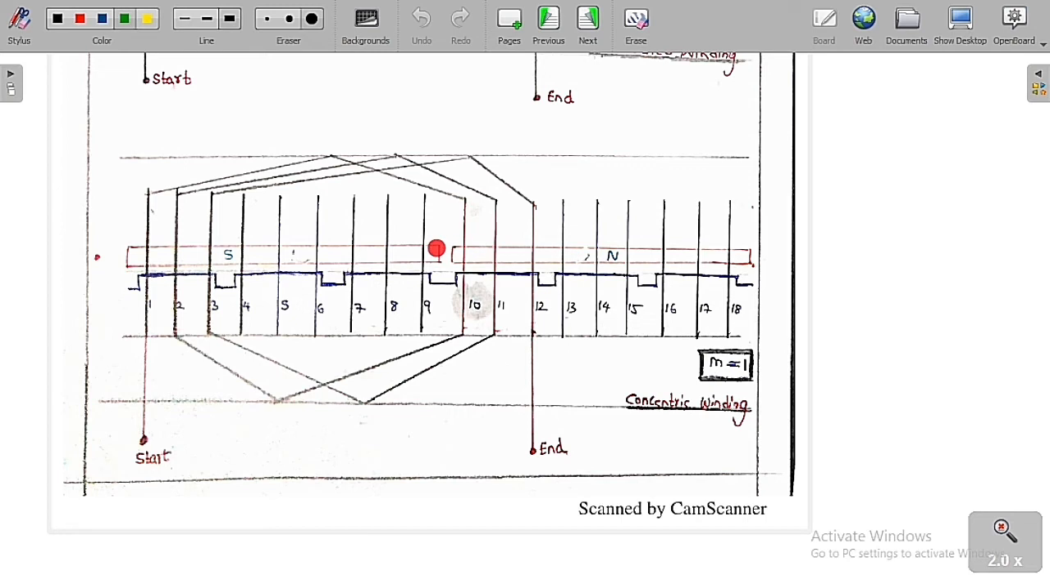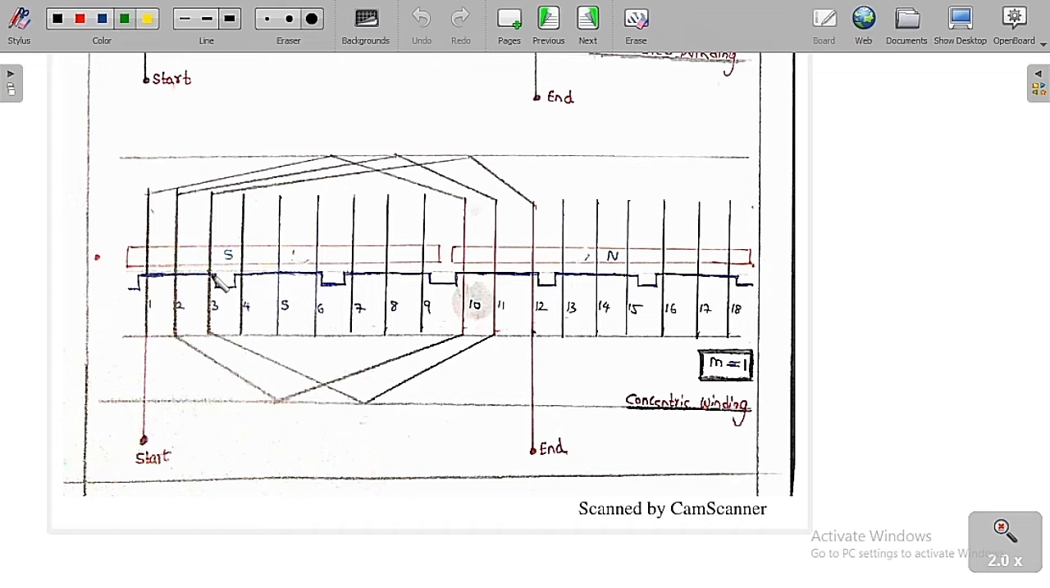Similarly, if you collect all these coil sides and keep them in one single slot, it is called the concentric winding. But if you keep all these coil sides in different slots, then it is said to be distributed winding. Whenever you keep the coil sides in different slots, it is distributed winding. But if you keep all the coil sides in one single slot, it is concentric winding.